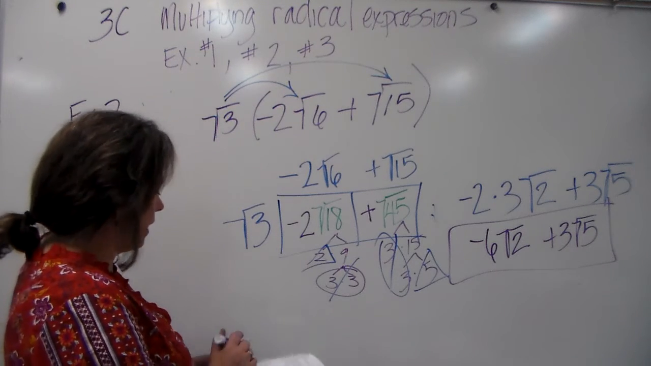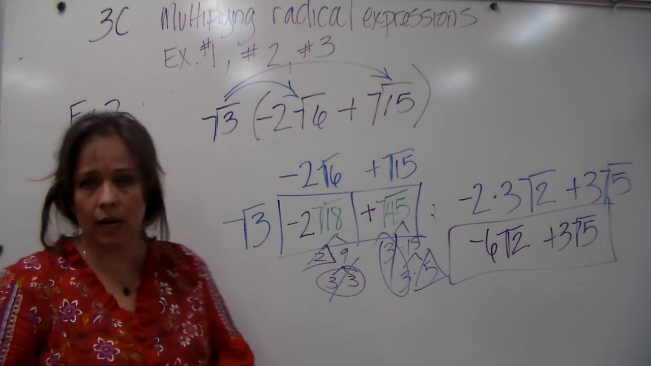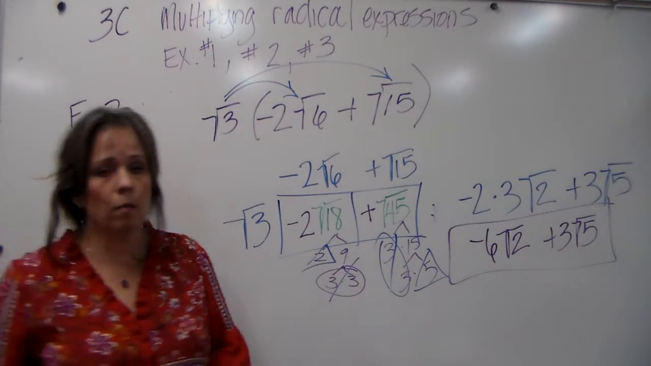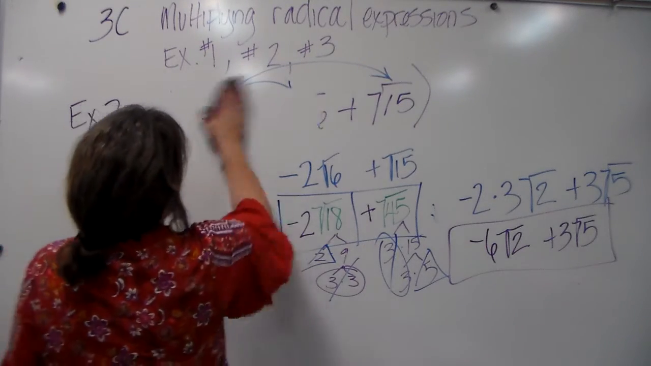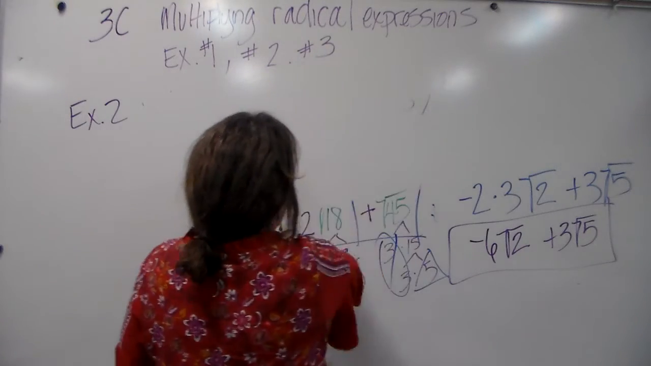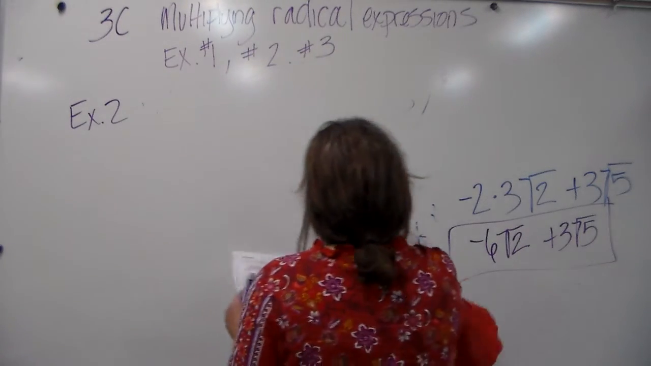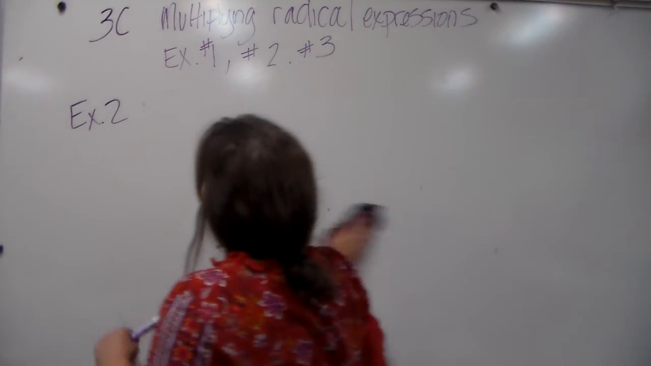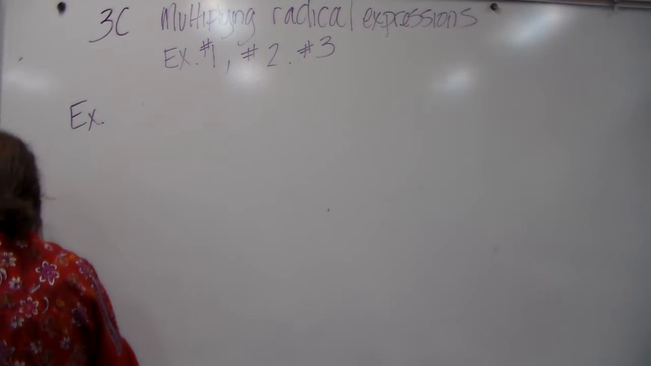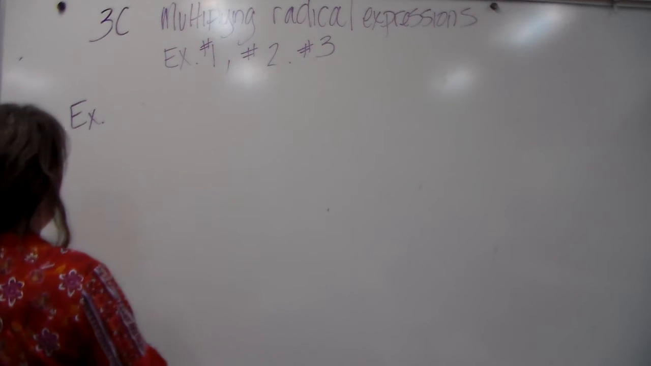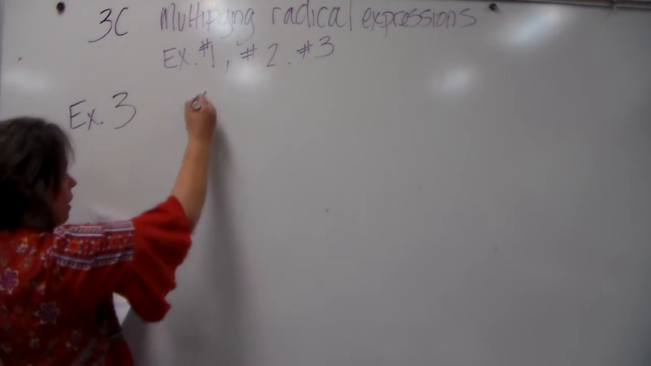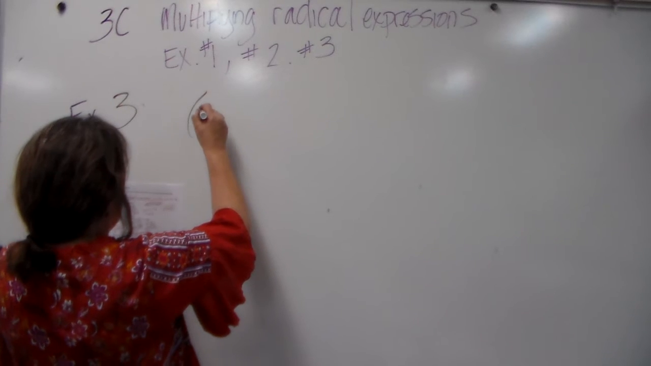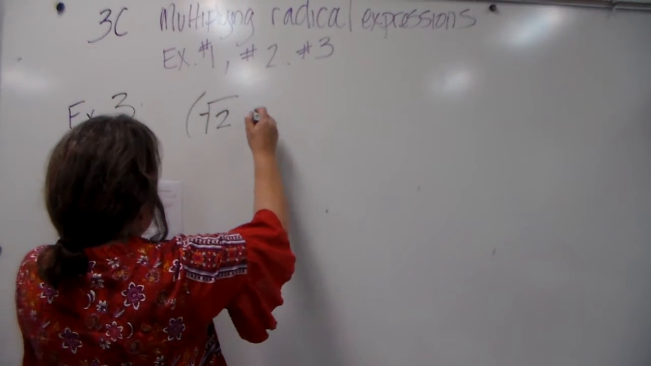So let's go ahead and take a look at example number 3 for multiplying radical terms. Example number 3. We've got two terms multiplying two terms. And just like we did with our polynomials, we can use the box method.